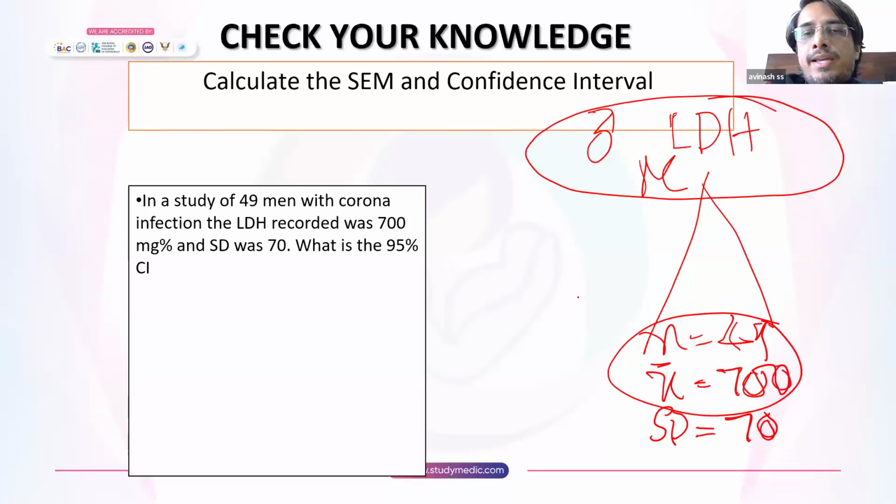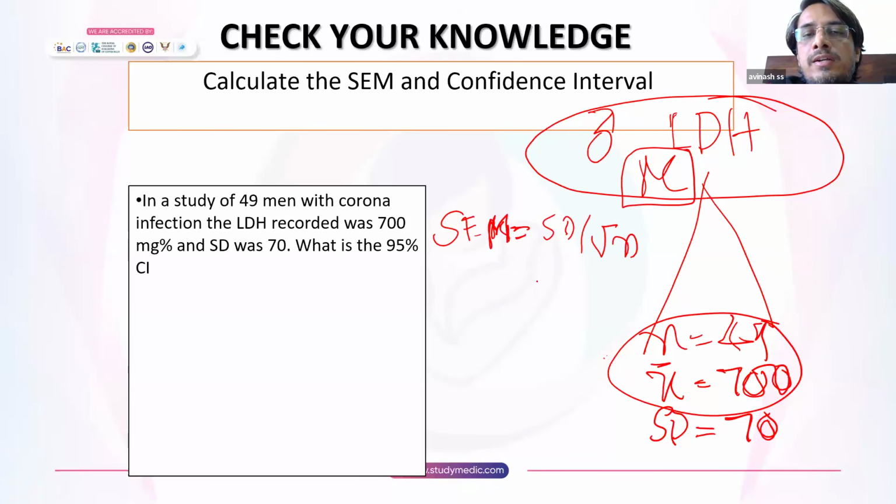Now from this we would like to estimate the population mean, that is the LDH in men suffering from COVID in the population. So we give an estimate. That estimate is the confidence interval. So what is the formula? First we have to calculate the standard error of mean. Standard error of mean is equal to standard deviation divided by the square root of the sample size.